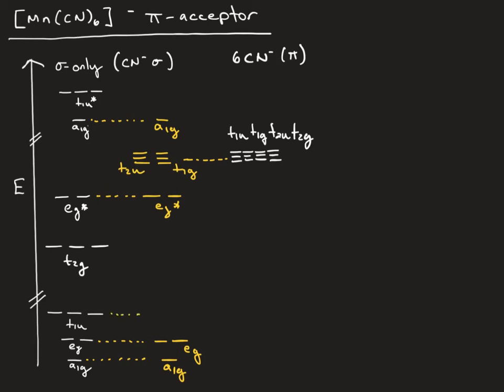First, these T1Us are going to come over virtually unaltered because the T1U SALCs are up high in energy. These are going to become slightly elevated. These are going to become slightly de-elevated. We're just going to put them there. Now we have our T2Gs that we have to worry about. So we're going to form a bonding combination here and an antibonding combination here.